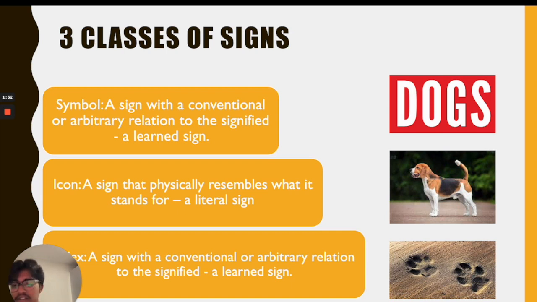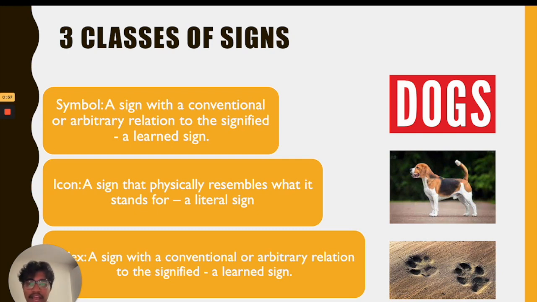So a symbol is basically the sign that is conventionally associated with its object through social or cultural agreements, such as words or other linguistic symbols. And an icon is when the sign resembles and imitates its object in some way, such as a photograph or a map, right? And an index will be the sign that is directly connected to the object through some physical or causal relationship, such as smoke indicating fire, or fever indicating illness.